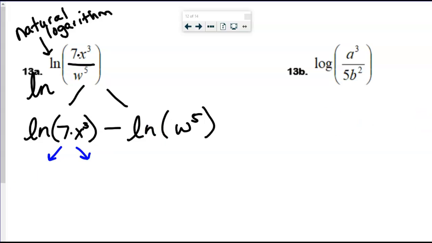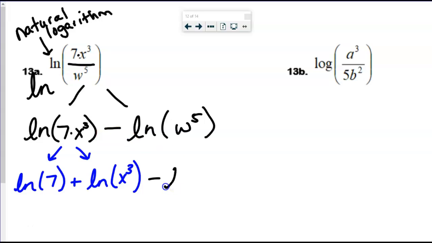So this becomes the natural log of 7 plus the natural log of x to the third. I know some of you see the last step here, but I'm hanging on. And then don't forget, you still have this minus natural log of w to the fifth. So now I go through and I say, well, I'm not quite done yet because these exponents need to come down in front of their logarithms. So this guy needs to come down and this guy needs to come down.